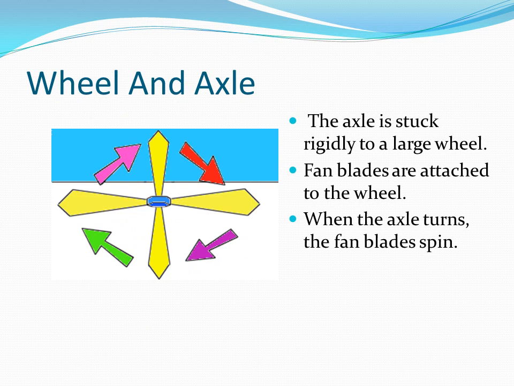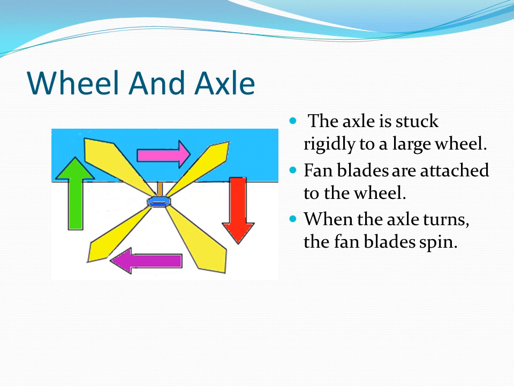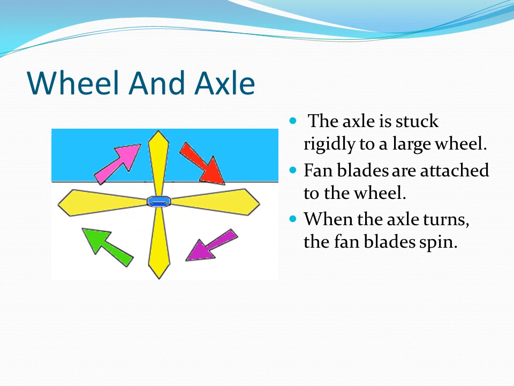Wheel and axle. The axle is stuck rigidly to a large wheel. Fan blades are attached to the wheel. When the axle turns, the fan blades spin.